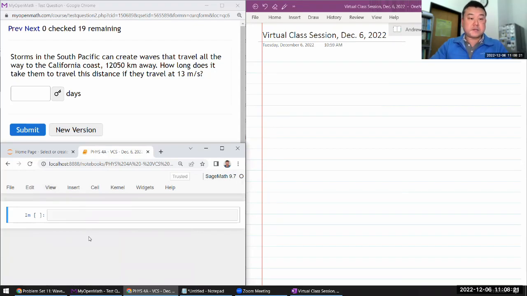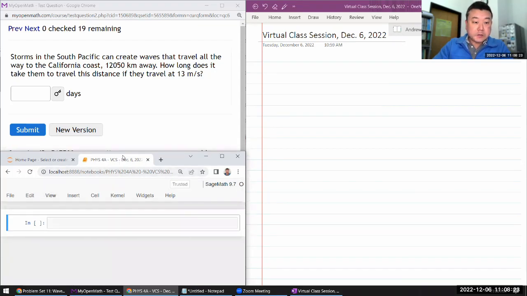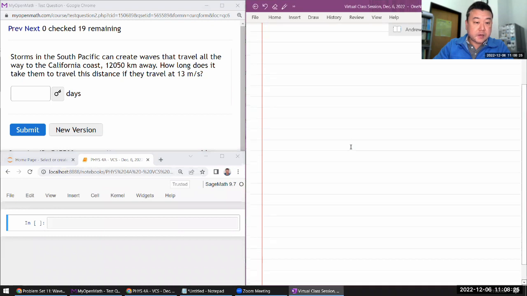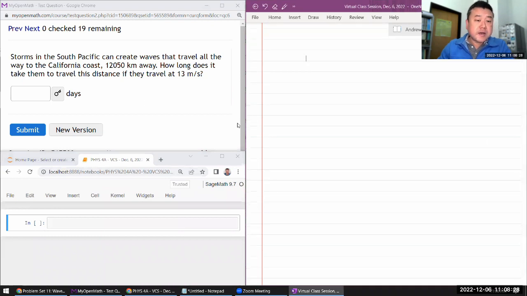Okay, so we'll get started here. So the question says, storms in the South Pacific can create waves that travel all the way to the California coast, this distance away. How long does it take them to travel this distance if they travel at this speed? That sounds fairly simple.